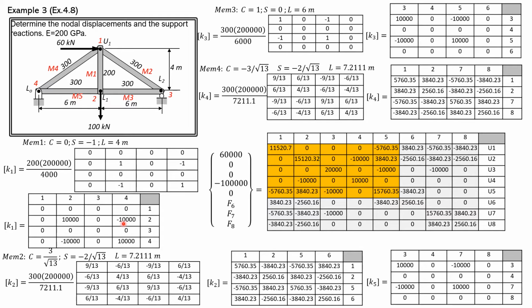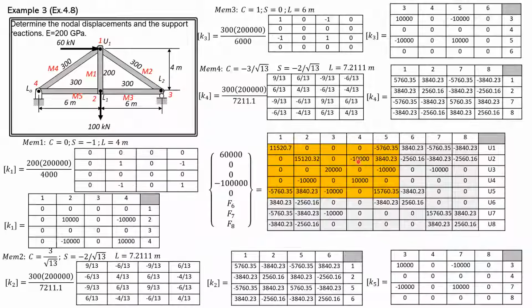Row 2, column 3, it's 0 here. 2, 3, none, none, none. So that's why it is 0. So 3, 2 is also 0.